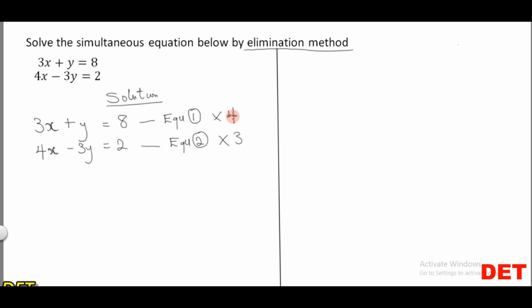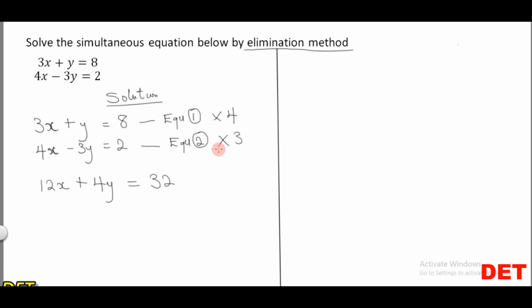So, 4 times 3x will give us 12x, plus 4 times y, which is 4y, equal to 4 times 8, which will give us 32. With that, we're done with equation 1.